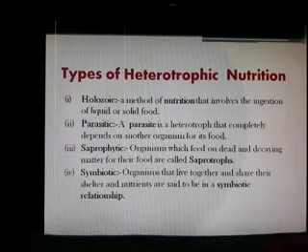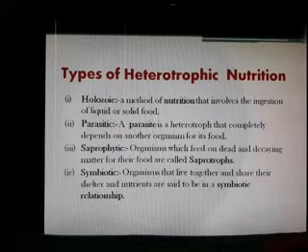Now next is types of nutrition. There are different types of nutrition, of which first is holozoic nutrition, meaning intake of solid food or liquid food through the mouth. Now next is parasitic nutrition. In this type of nutrition, organisms depend on other organisms or hosts for their food. In parasitic nutrition, one organism is benefited and the other one gets harmed.